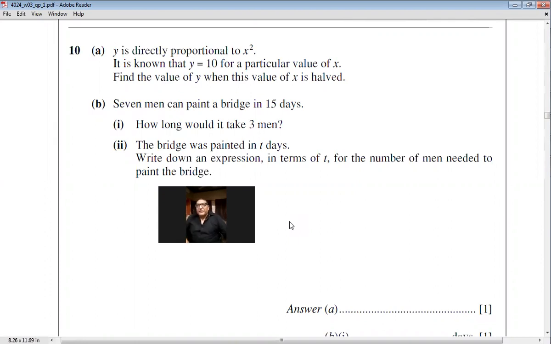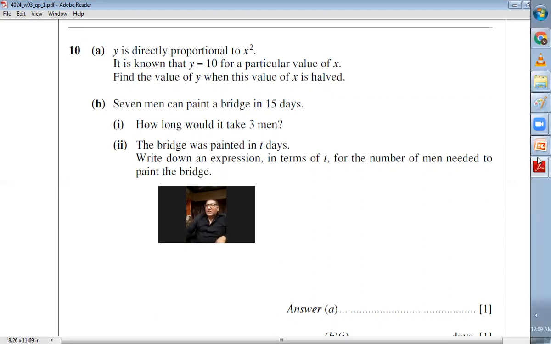Okay, so question number 10, A part. y is directly proportional to x squared. It is known that y equals 10 for a particular value of x. Find the value of y when this value of x is halved. Because it's directly proportional to x squared, if x becomes half, you square it, it will become 1 by 4. The y value will become 1 by 4. Let me show you.